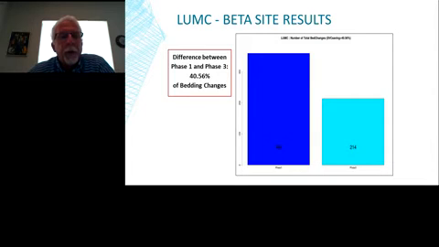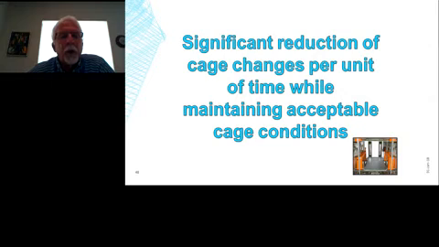So again, there's variability here, and the bottom line with all this is there's a significant reduction of cage changes per unit of time while maintaining acceptable cage conditions through the use of digitalization systems for the caging overall.